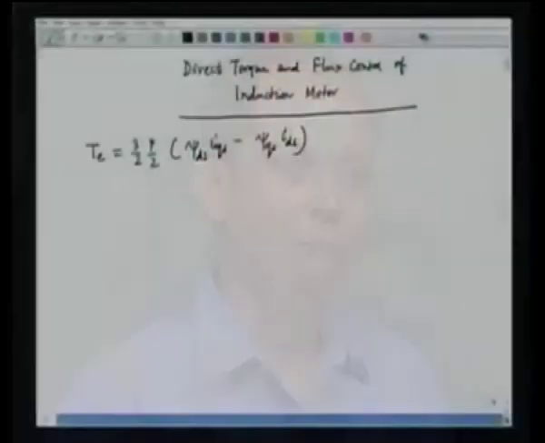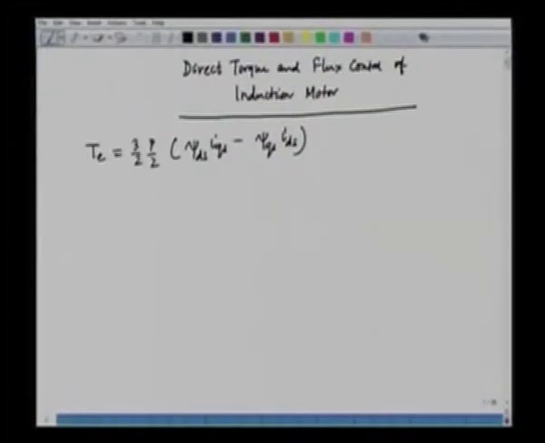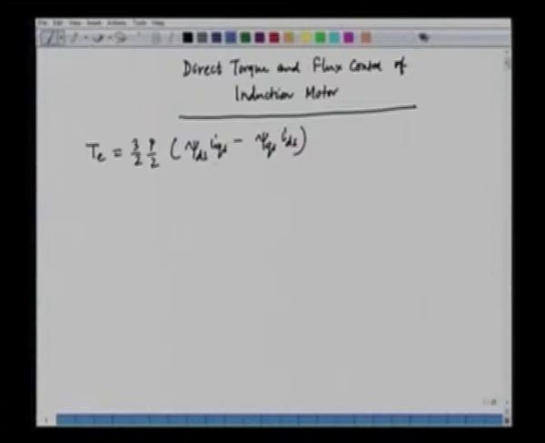So the present torque equation, psi ds iqs minus psi qs ids, has got 2 types of variable. One is the flux, another is the current. So we will be converting this equation into one variable type, that is only flux. So what we will do here, we will try to eliminate the current from this equation. So to do that, we will write down the expression for psi ds. Psi ds is equal to Ls ids plus Lm idr.